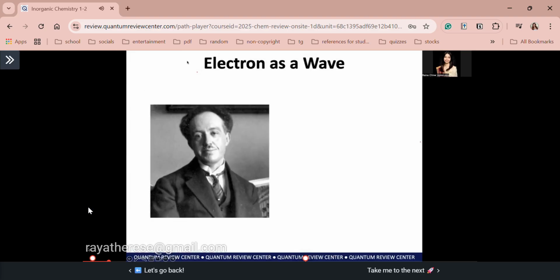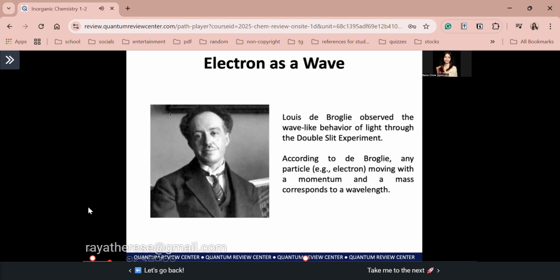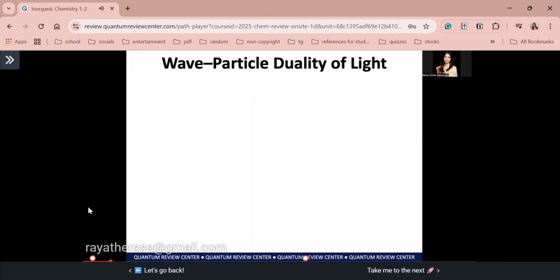Now, who is this mystery guy? Any guess? His last name starts with letter D. Yes, it's Louis de Broglie. It's not pronounced the way some say it, it's de Broglie. So he observed the wave-like behavior of electron and light through the double slit experiment. According to him, a particle such as an electron moving with a momentum and a mass corresponds to a certain wavelength. We will discuss more about the de Broglie equation and the double slit experiment in quantum mechanics in physics. So let's sum up the discoveries of our mystery guys. So Planck discovered that light is quantized.